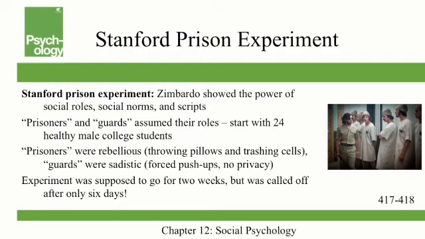The Stanford prison experiment was done by Zimbardo, and he wanted to show the power of social roles, social norms, and scripts, and also the power of the situation. So prisoners and guards assumed their roles, and he started with 24 healthy male college students. What they found after 6 days was that the prisoners became rebellious. They were throwing pillows and trashing their cells.